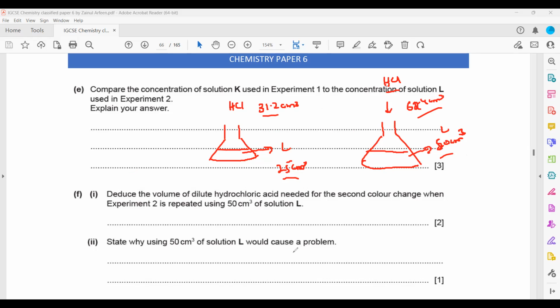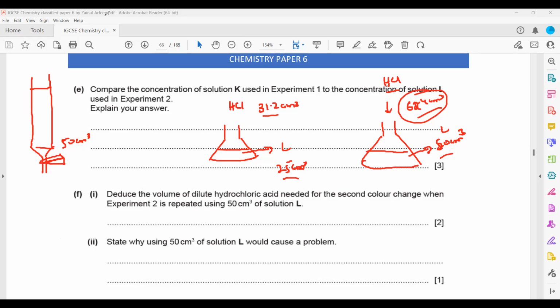But what is the problem with this if we use 50 cm3 of L? Because we are adding hydrochloric acid from a burette, and a burette can hold a maximum of 50 cm3. So if I want to add 62.4 cm3 of hydrochloric acid from the burette, what do I have to do? I have to refill the burette, because the maximum volume we can use from the burette is 50. If we need more than 50, then the burette must be refilled.